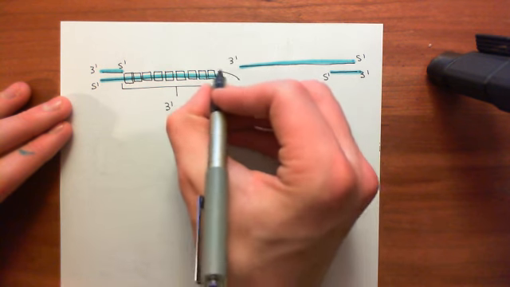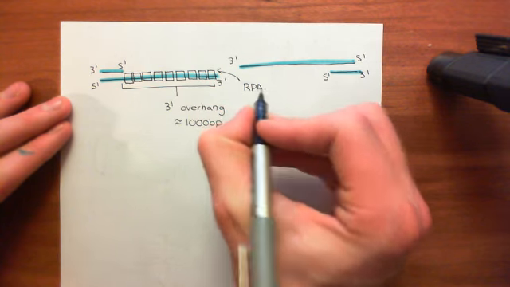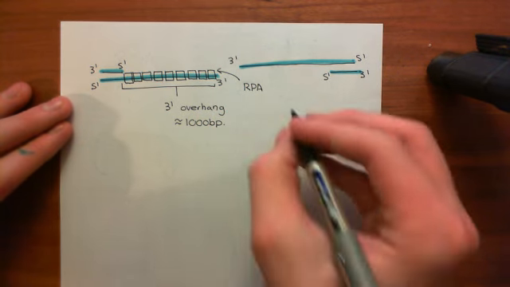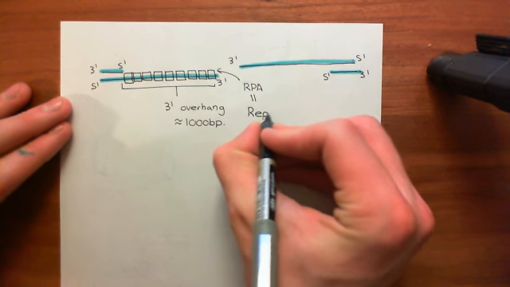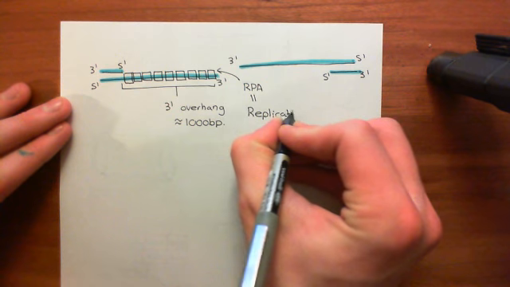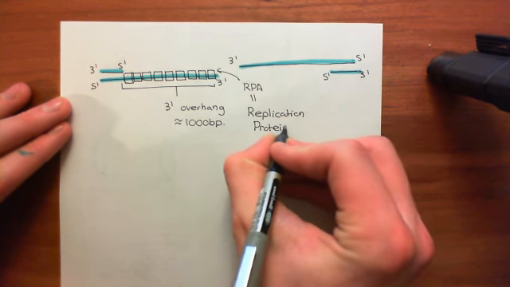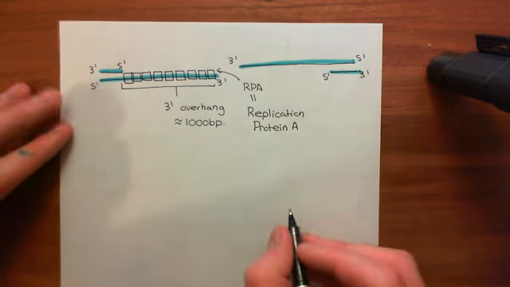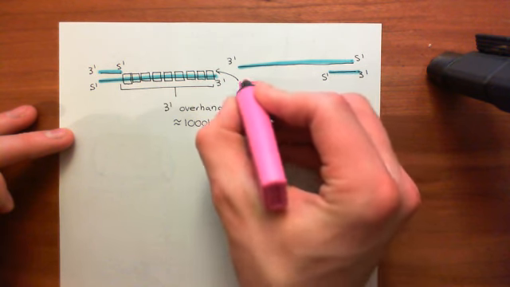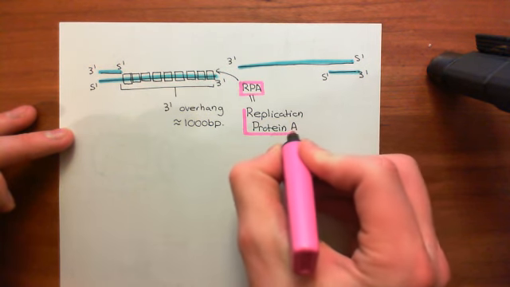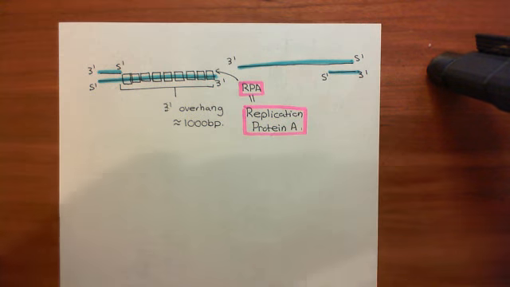So I'll put this here. This is RPA. This is the initial protein that's going to bind here, although we're going to replace the RPA in a moment. Now, RPA stands for replication protein A. So the R is for replication, the P is for protein, and then A is for A. So when you create these 3' overhangs, initially you're going to get RPA proteins binding over the single-stranded DNA. However, RPA is not going to help with homologous recombination.